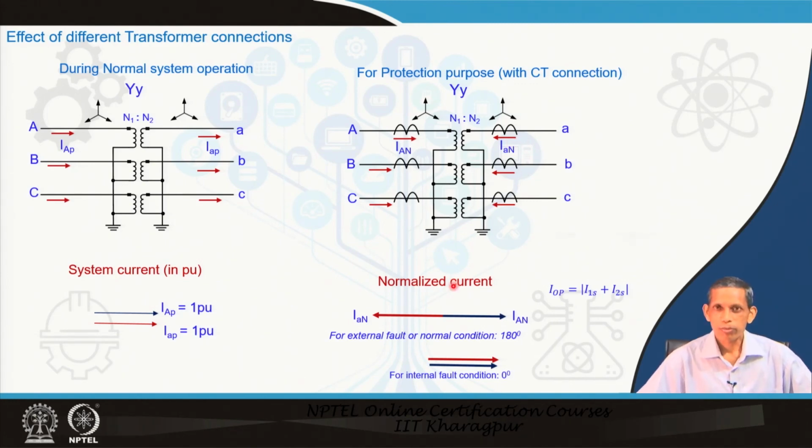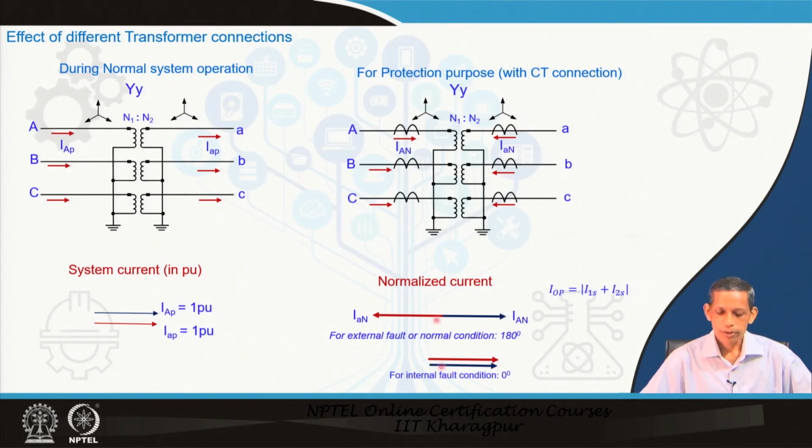So, when you go to the normal current, it means that the CT secondary current is divided and multiplied by the factors which you have already considered in the earlier example. For this, the operating current is I 1 s plus I 2 s. Then for the normal situation, I A n and I n will be in phase opposition with this kind of CT connections which we have discussed. So, they will be 180 degrees.